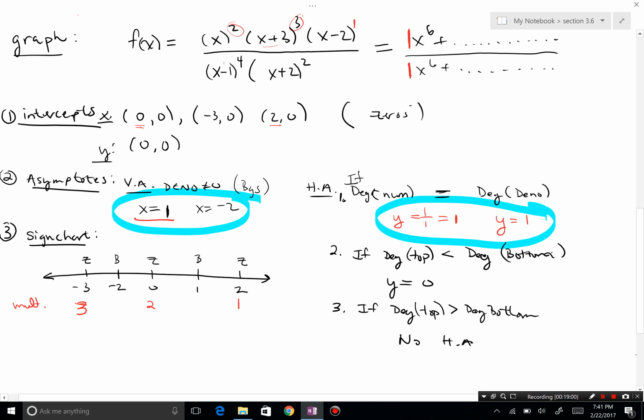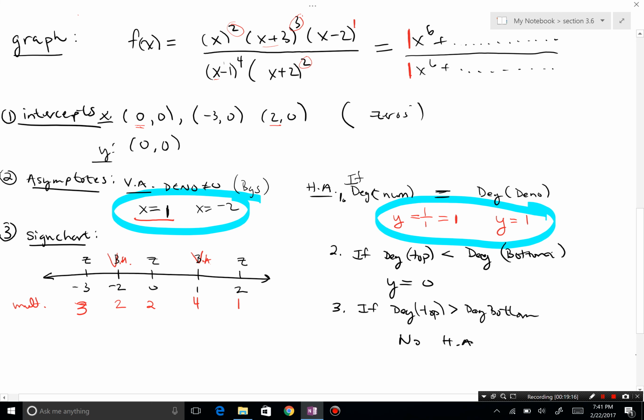Which means, what was this? This was a bad guy that contributed to this. So at this bad number, this vertical asymptote, it's multiplicity 4. And then finally, this guy has multiplicity 2.